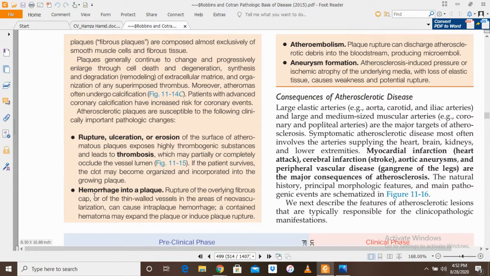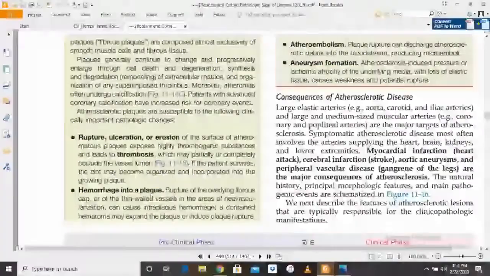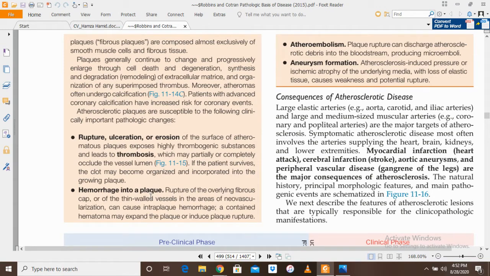The second acute plaque change is hemorrhage into a plaque. Basically, there are two main causes of intraplaque hemorrhage. One is the rupture of the fibrous cap. When there is a rupture of the fibrous cap, the blood can enter the atheromatous plaque, and that plaque increases in size. Okay.